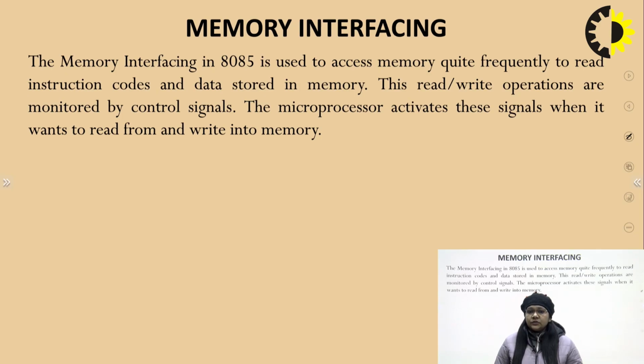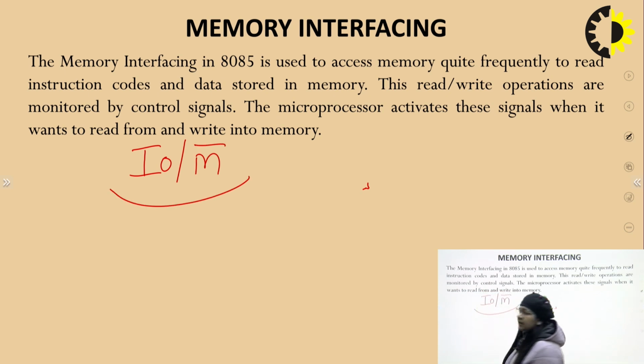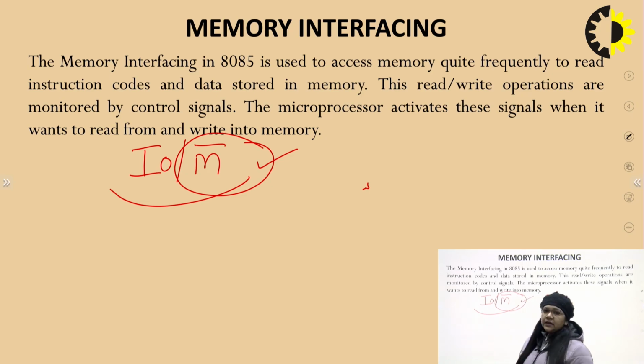So this is the pin used to interface with the processor, IO/M bar. Here we are interfacing with memory, so this pin will be permanently active low. Why active low? Because there is a complement sign for memory. Two control signals will then lead to some operation: the read operation and the write operation.